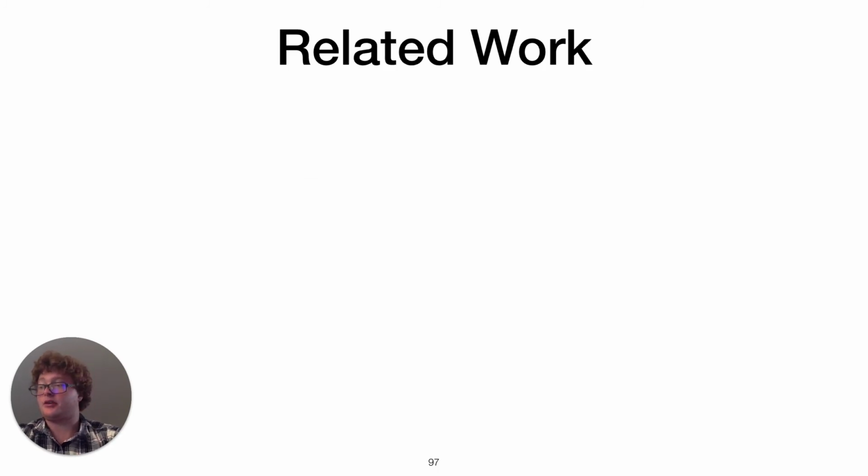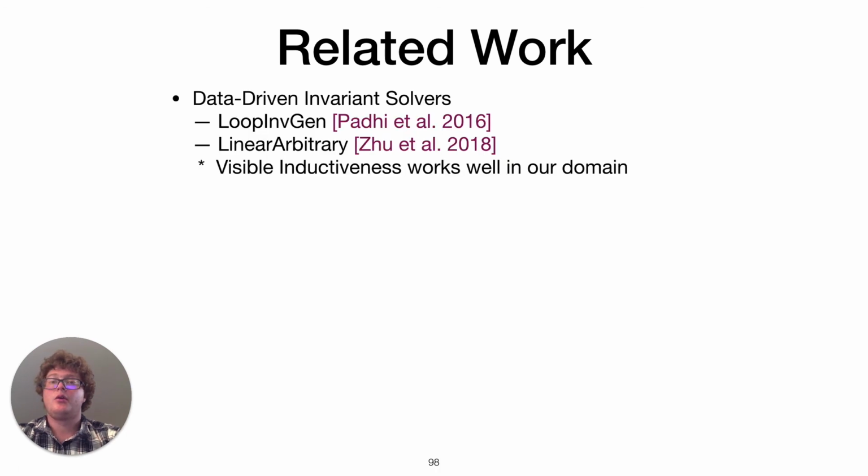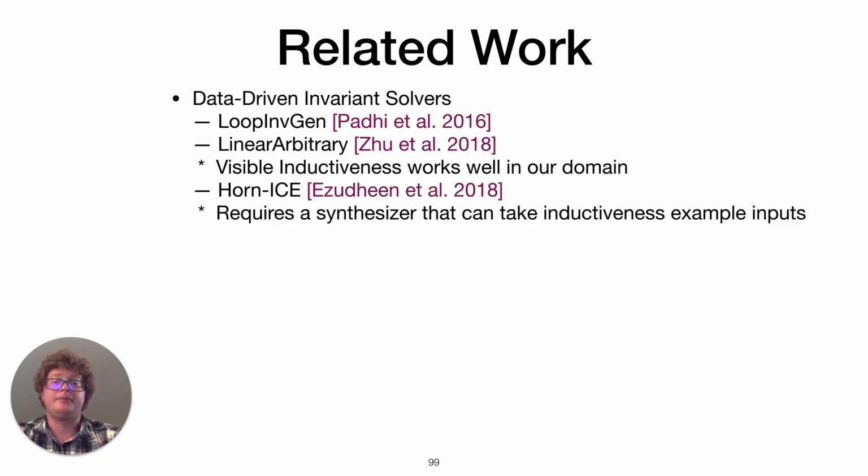So in general, invariant inference is an important research problem that's been studied for decades. I'm going to talk about a few of the more closely related pieces of work. In our evaluation, we compared against loop InfGen and linear arbitrary, which work on CHC solvers and loop invariants. And we tried to re-implement their ideas for how to address inductiveness counterexamples. And we found that in our domain, visible inductiveness works quite well.